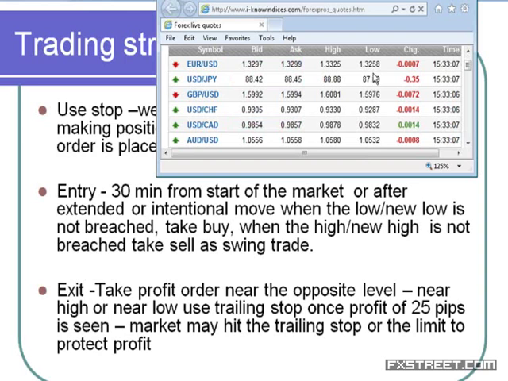The entry is near the low for the buy position. Entry for sell is near the high. When the market is in between, we don't enter. It is very simple. And when they breach the high and stay above that high for more than 30 minutes, we can do a technical trade of buy above the high.